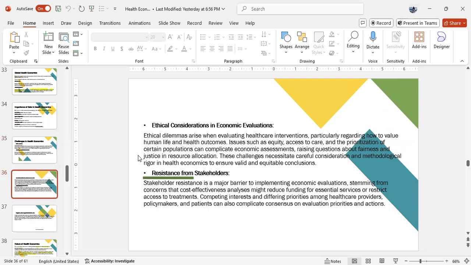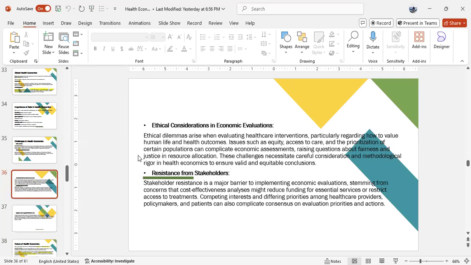Ethical considerations in economic evaluations. Ethical dilemmas arise when evaluating healthcare interventions, particularly regarding how to value human life and health outcomes. Issues such as equity, access to care, and the prioritization of certain populations can complicate economic assessments, raising questions about fairness and justice in resource allocation. These challenges necessitate careful consideration and methodological rigor in health economics to ensure valid and equitable conclusions.